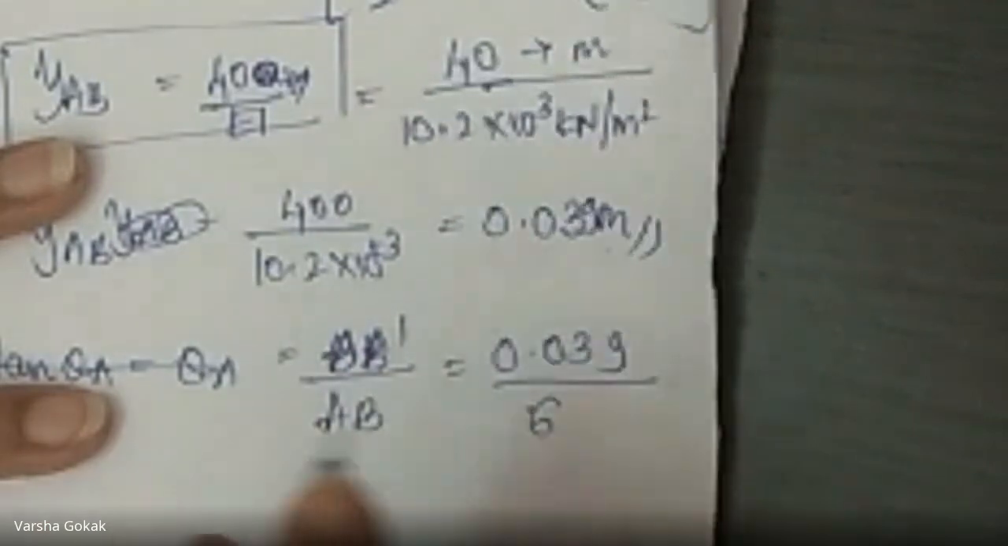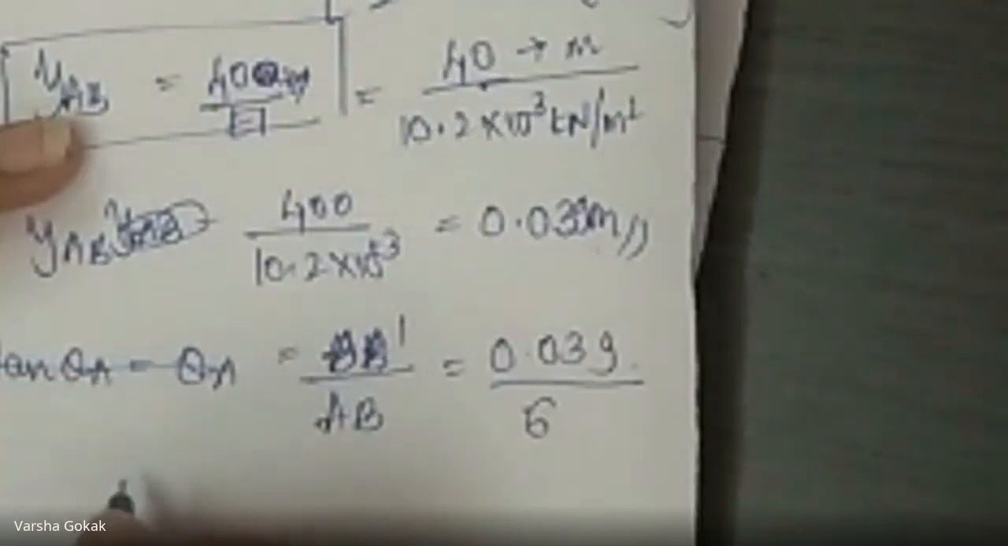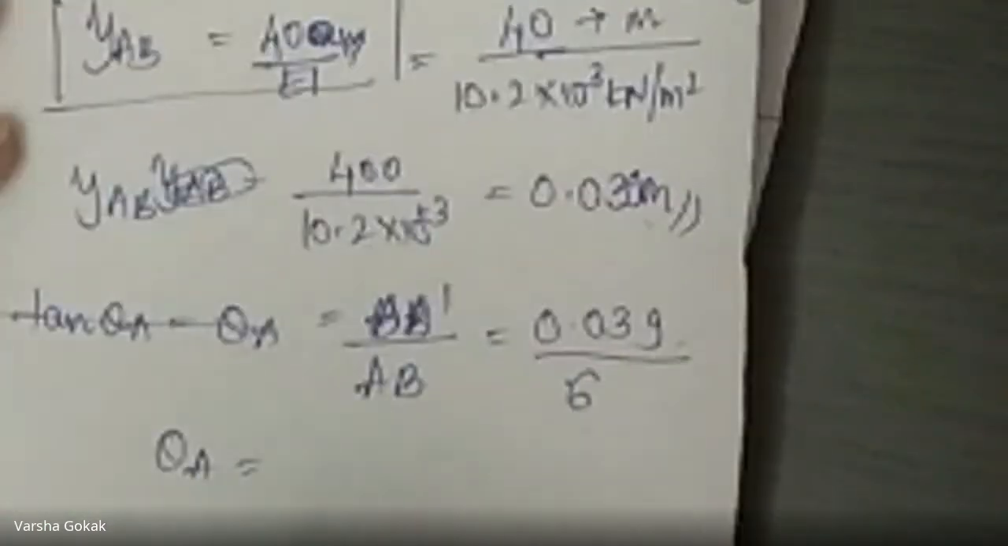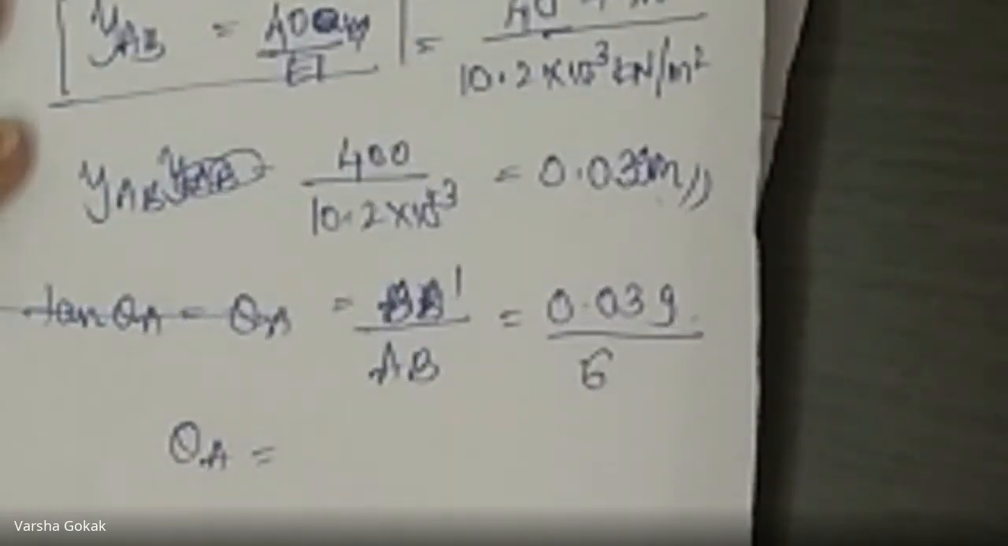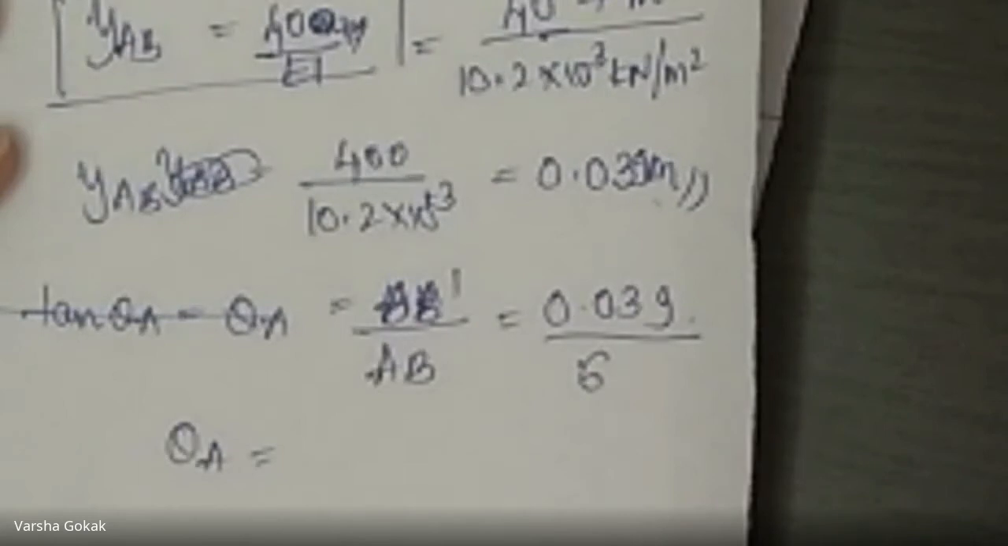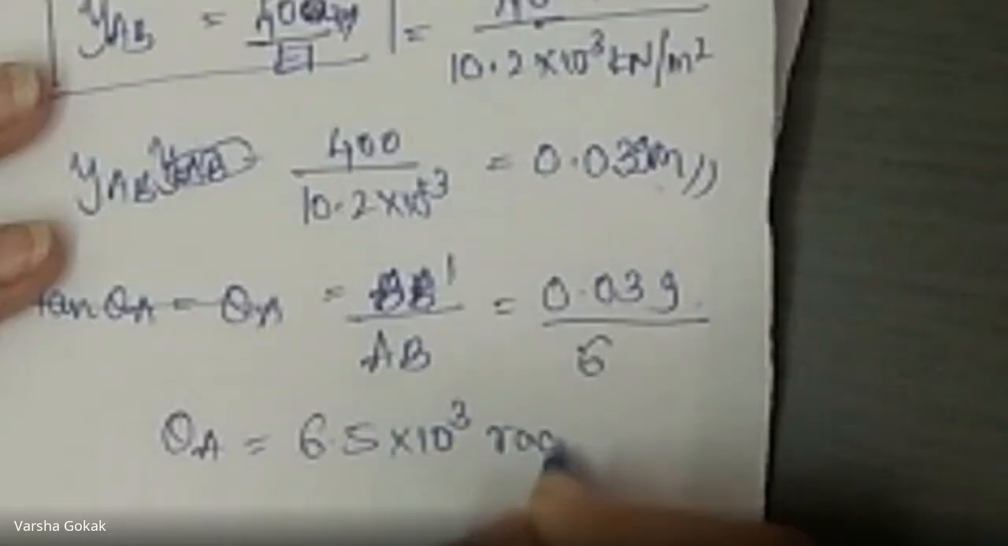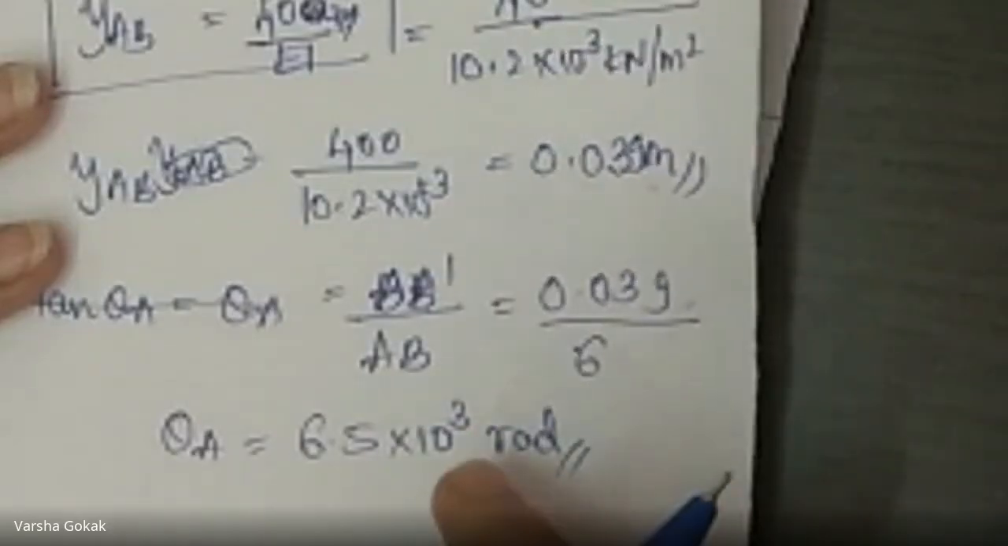What is this? 0.039 divided by 6 is 6.5 into 10 raised to minus 3. Yes, this is in radians, because this is theta. This was the deflection we found at this point.